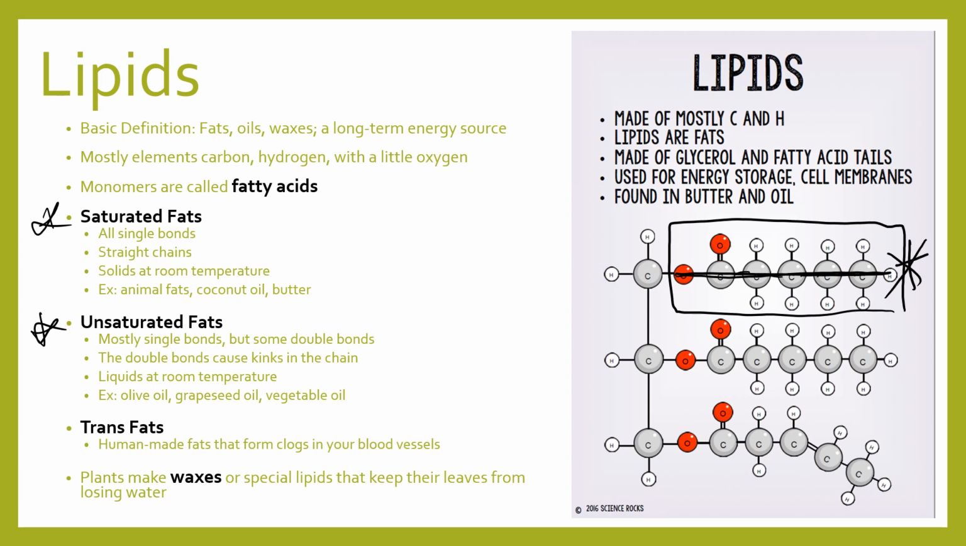Unsaturated fats have mostly single bonds, but every once in a while you'll find that they have a double bond. This double bond creates a different shape than our saturated fats. It's going to have a little bend or a kink in it. And these are going to be liquid at room temperature. Things like olive oil or vegetable oil are your unsaturated fats.